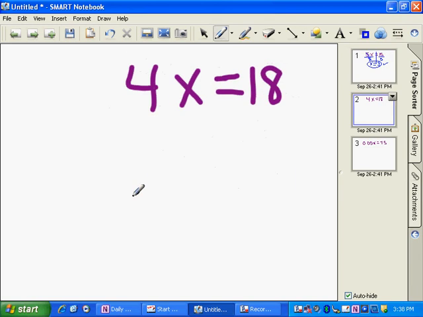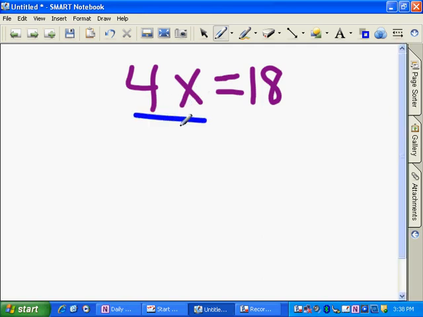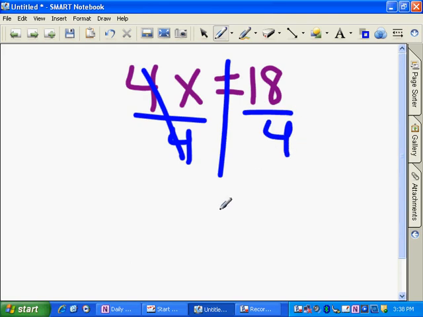With this example here, I have 4x is equal to 18. So again, I want to isolate the variable. I want to get the x by itself. In order to do that, I need to divide by 4. That way they can cancel out. It has to be the opposite operation with the exact same number. So if I divide the left by 4, I need to divide the right by 4.